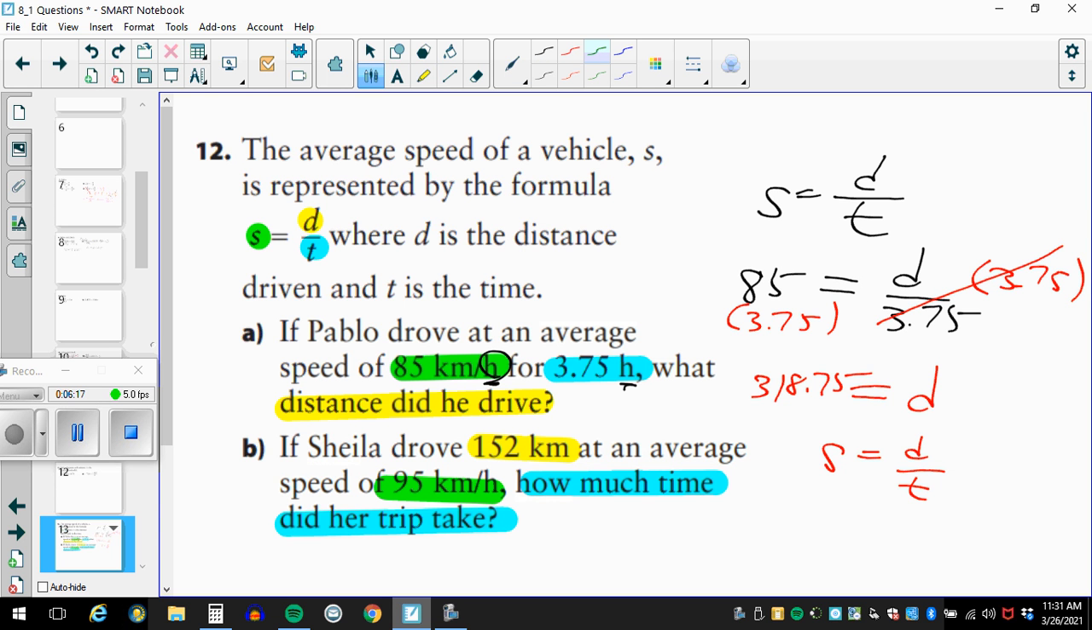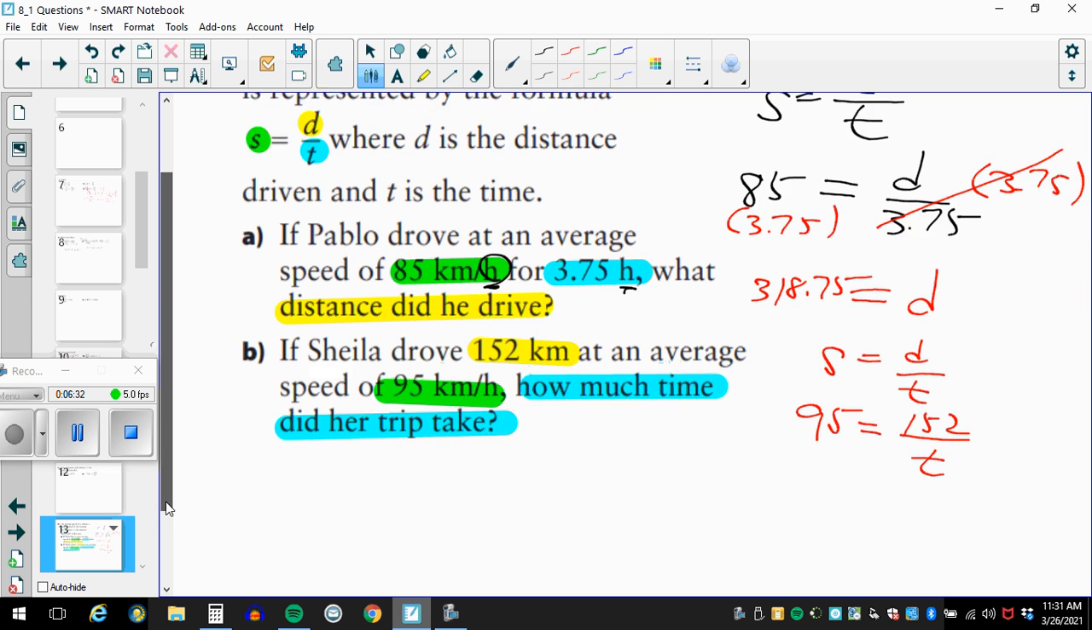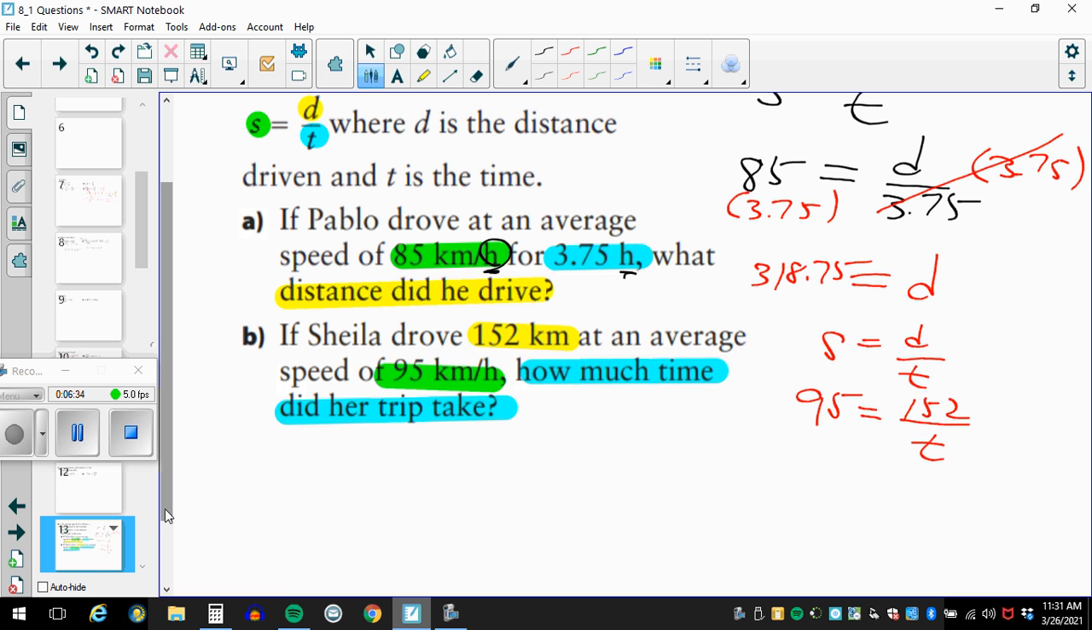Substitute what you know. So I know my speed is 95. I know the distance. No, sorry, it's not 95. It's 152. And I do not know the time. Okay. So here we have the opposite of what we had in the first question, because now our variable is in our denominator. So from the experience that we had in the last question, our first step is going to be multiplying both sides by t.